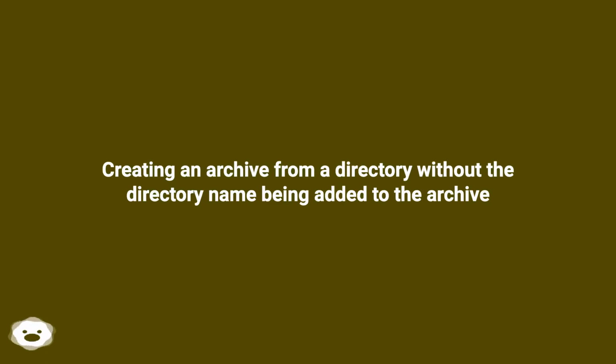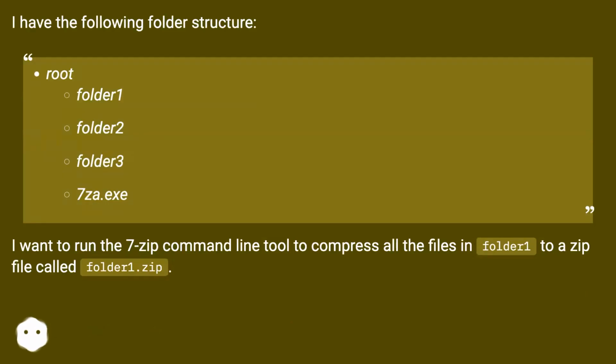Creating an archive from a directory without the directory name being added to the archive. I have the following folder structure: root, folder 1, folder 2, folder 3, 7za.exe. I want to run the 7-zip command line tool to compress all the files in folder 1 to a zip file called folder1.zip.